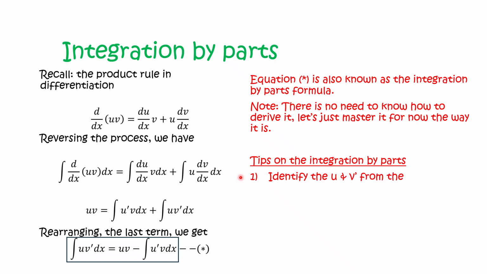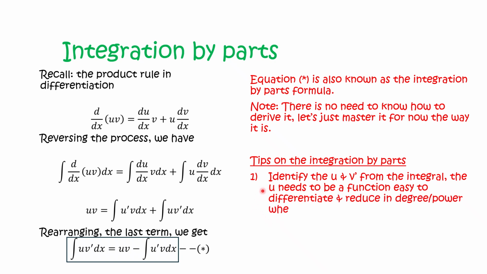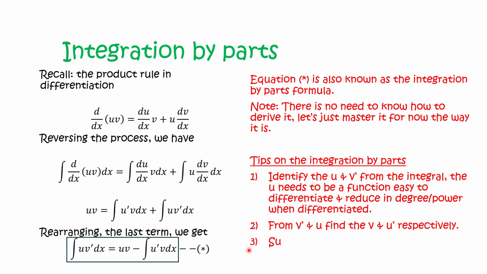Tip number 1, identify the u and the v prime from the integral. The u needs to be a function easy to differentiate and reduce in degree or power when differentiated. 2. From v prime and u, find the v and the u prime respectively. 3. Substitute for u, v, u prime, and v prime into formula star and find the final integral.